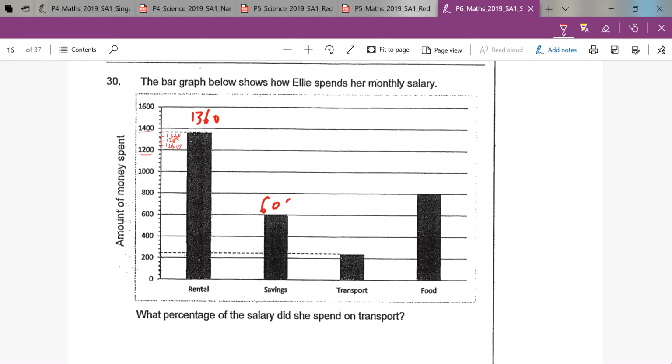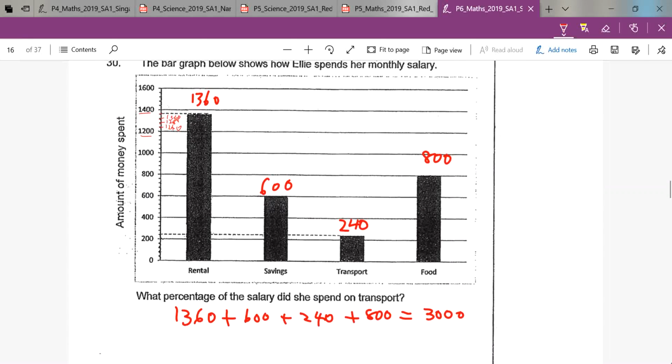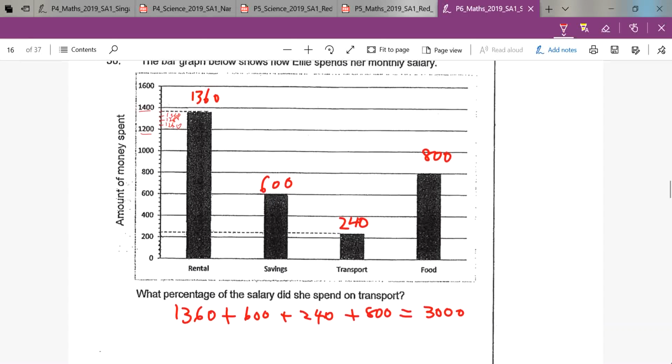Savings, easily, you can tell it's 600. Transport is 240. Remember, increment of 40 by every interval. Food is 800. So total salary is 1360 plus 600 plus 240 plus 800, which is 3000. That's the total salary.